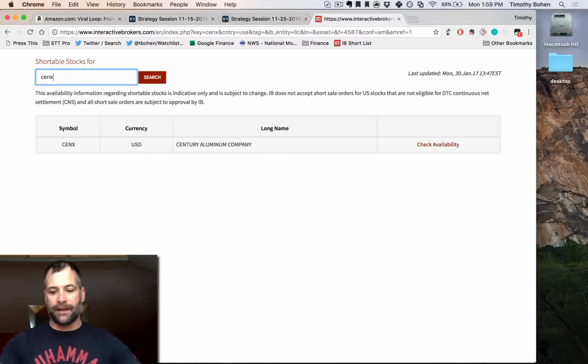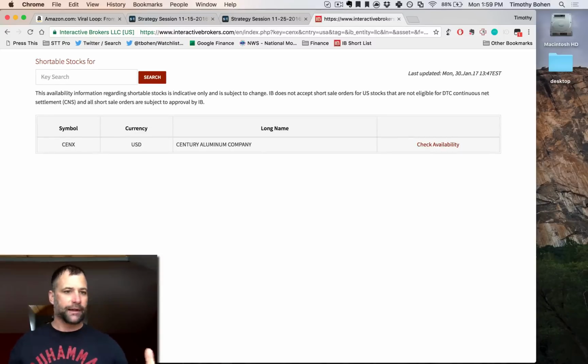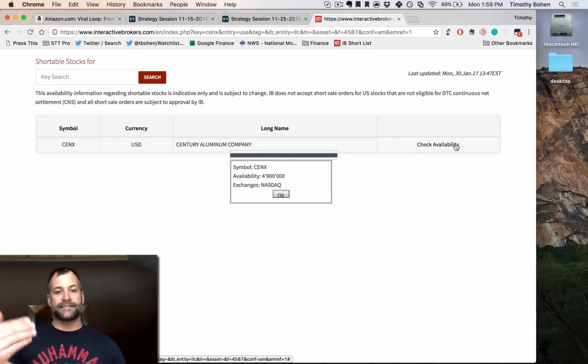Once you go there, you can type in a ticker. I've been shorting CENX the last few days, so I can type the ticker in. It gives me obviously the company name, and then I can check availability. So this tells me there's 4,900,000 shares to short as of 2 p.m. today. So that tells me this is a freely shortable stock. There's plenty of shares. There'd be no problem with me short selling 1,000 shares or 500 shares. So now I have a stock that can actually be shorted. Again, we're just simulating, so whether or not you have an account with Interactive Brokers, which I do recommend them, this is just a way to actually see if the stock is shortable.